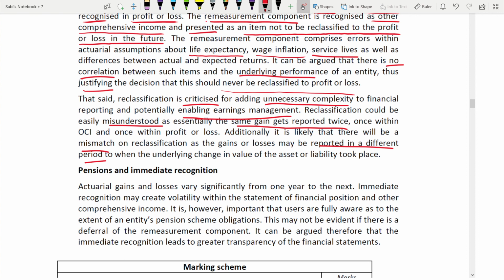Okay, next, pension and immediate recognition. You see, you are giving headings like this: pension and immediate recognition benefit. So we know that gains and losses vary significantly from one year to the next. Okay, what type of gain? Actual gains from one year to the next. So immediate recognition may create volatility within the statement of financial position or the comprehensive income. It creates volatility. Okay, immediate recognition. You are giving the benefit, no?